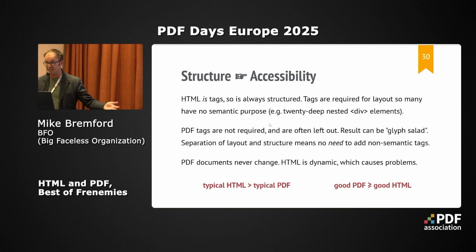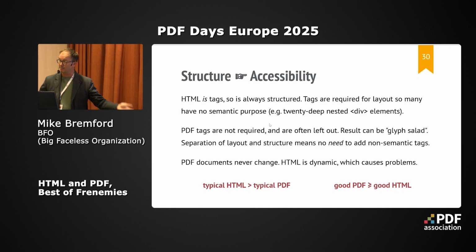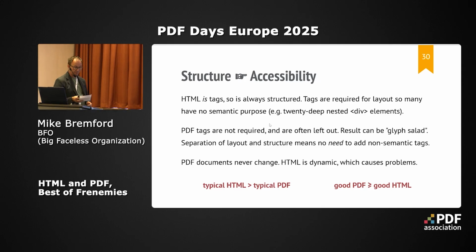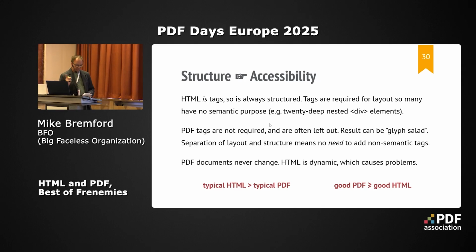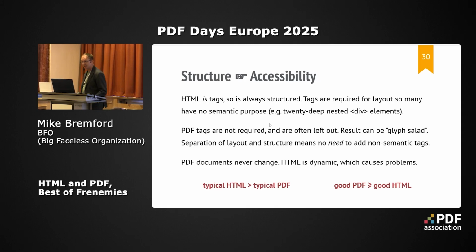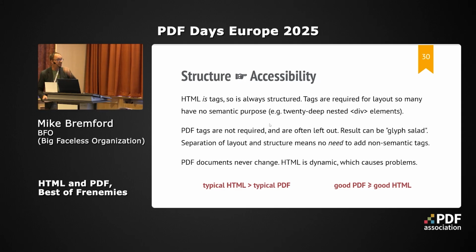Think of the last few PDFs you created. How many were tagged? For most of us, it's not the default workflow. However, if a PDF is tagged, then it has an advantage over HTML. Because elements are not required for layout, we need less of them. So our tag trees can be flatter and simpler and much closer to the author's intent.